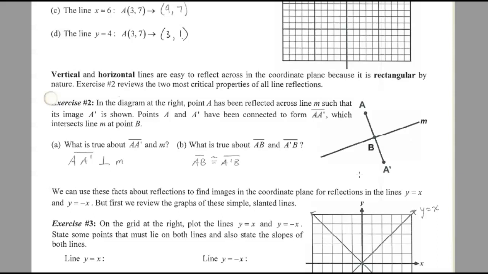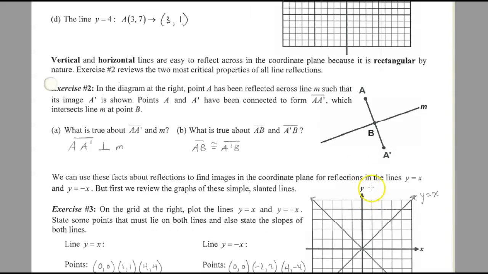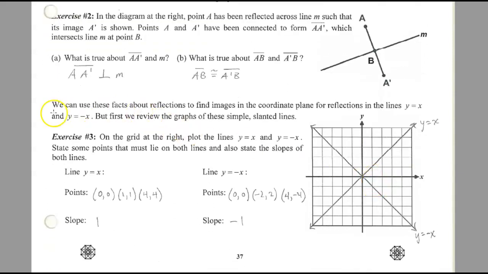So we use these facts to figure out some things about the coordinate plane as well. So if we're reflecting over y = x or y = -x, those are diagonal lines with slope 1 and slope -1. So anytime I reflect over y = x, I'm reflecting over a line with slope 1, and the line y = -x has slope -1.